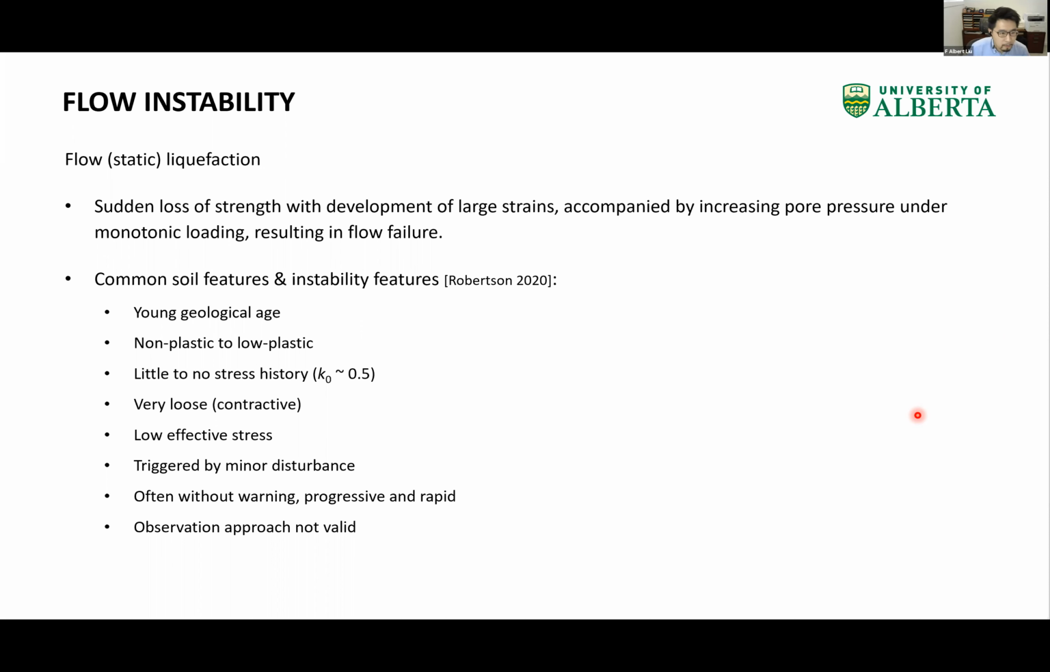nice summary of the common soil and instability features of flow liquefactions, you can see the materials tend to be geologically young, and they are low plastic to non-plastic, and then they're very loose, very contractive. They have low effective stress, and most importantly, a minor disturbance can trigger a massive, quick liquefied flow behavior of the slope.